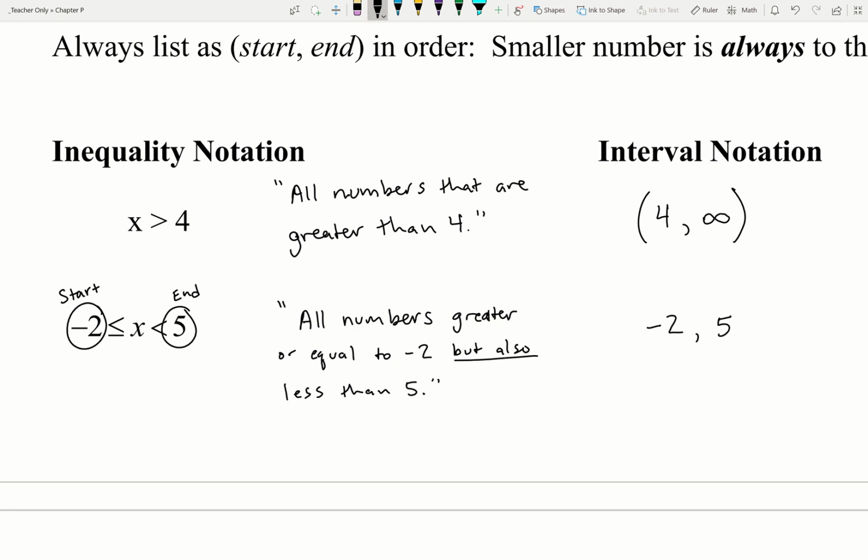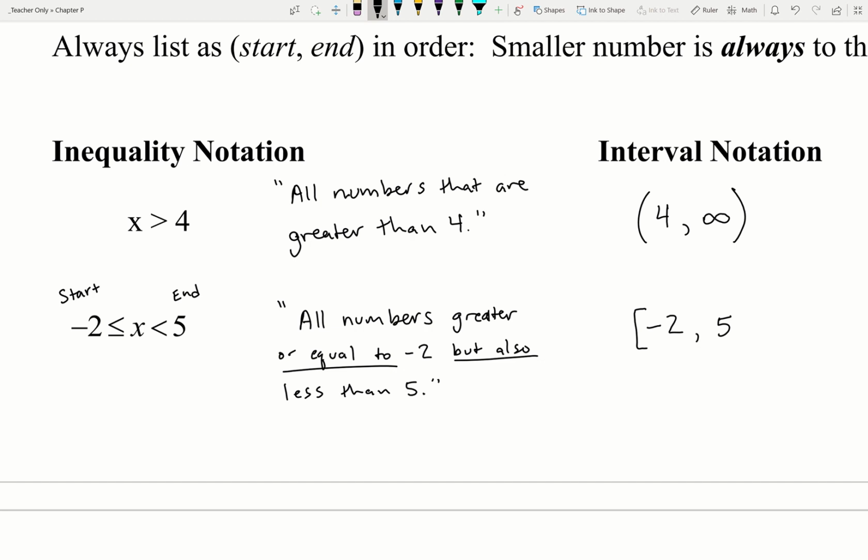our ending number is 5. All right? And now the simple matter of whether or not we are going to use a parenthesis or a square bracket. Remember that we use a parenthesis when we don't want to include that value, right? So we use a square bracket when we do. So if we look at this idea right here, this whole business of being greater than or equal to negative 2, the or equal to part, that allows us to go ahead and put a square bracket around that negative 2 because we wish to include it.